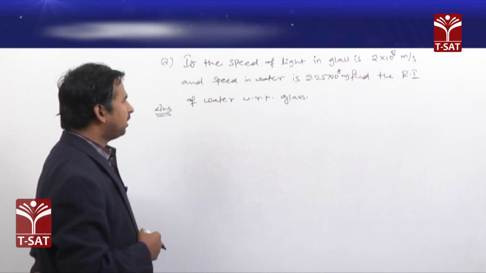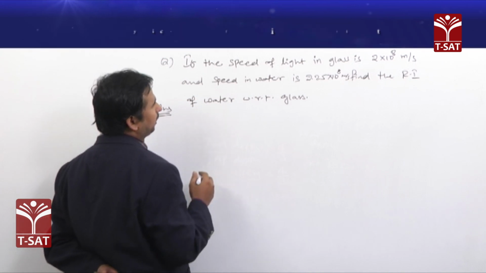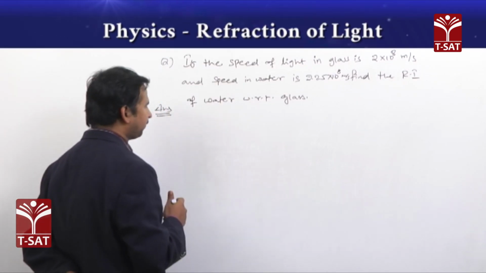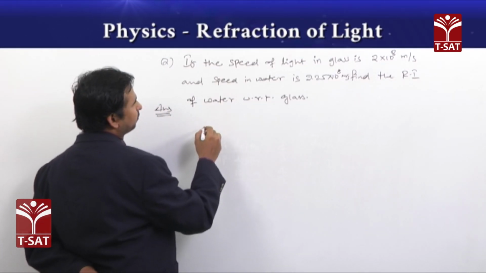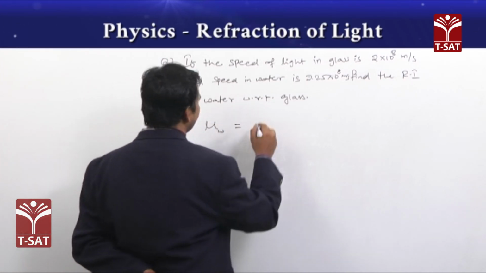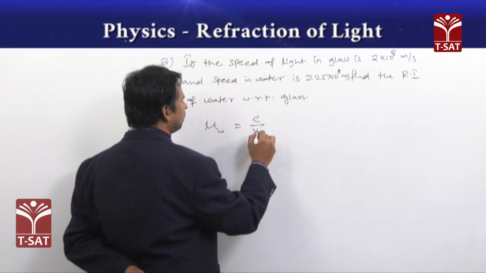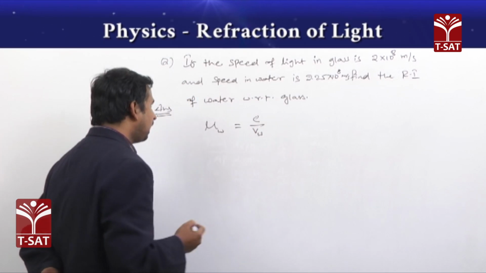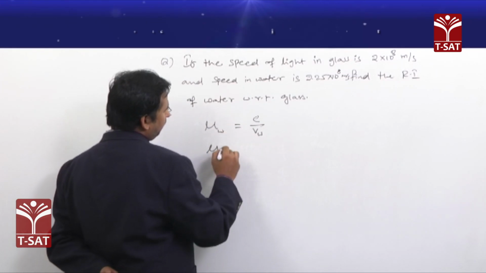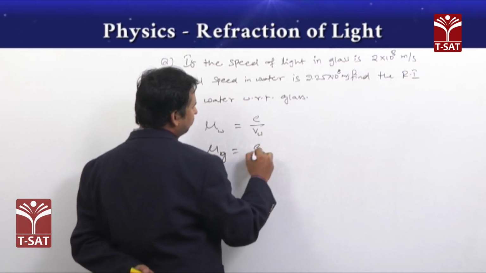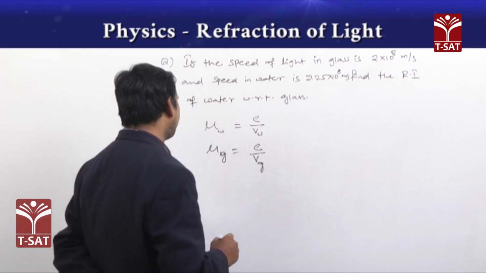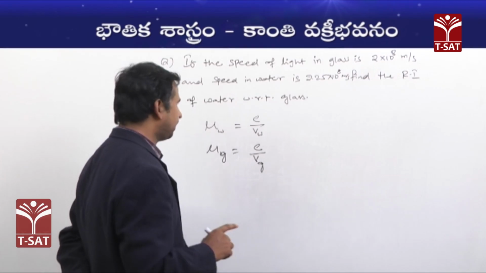Now, as the speed of light in glass is given as 2 × 10^8 meters per second, and the speed in water is also given, at first we convert that back into refractive index values. We know that the refractive index of water is equal to C divided by the speed of light in that water. In the same way, the refractive index of glass is equal to C divided by the speed of light in that glass. Here we have to find the refractive index of water with respect to the glass.